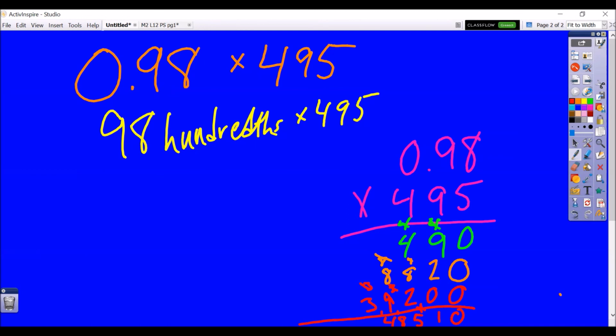48,510 hundredths. But remember, we know that we're working with hundredths, so our decimal has 2 digits behind it. So we can go ahead and place it right there. So our answer is really 485 and 10 hundredths. Great job.